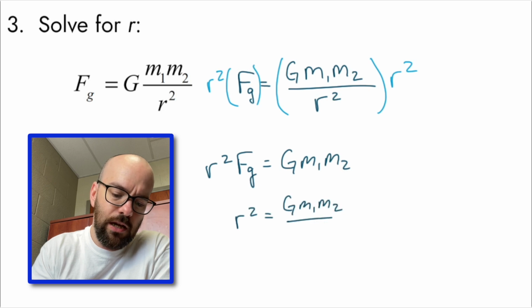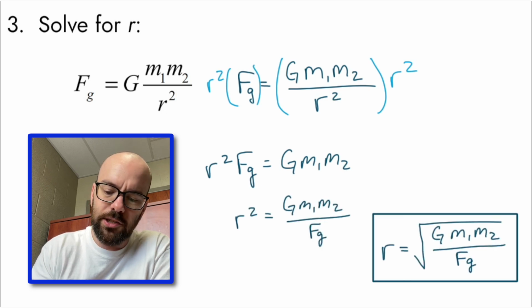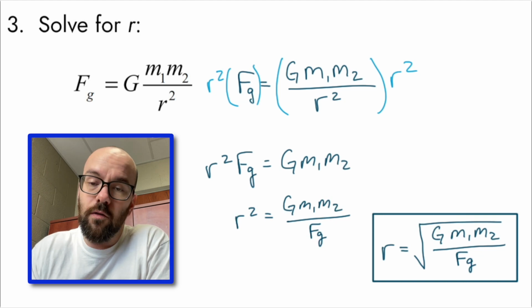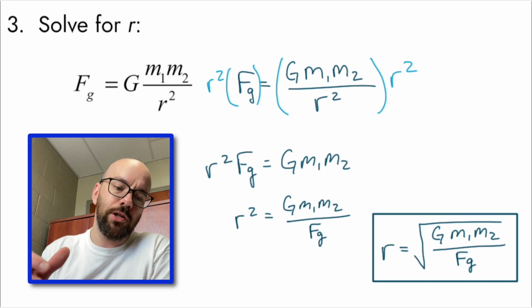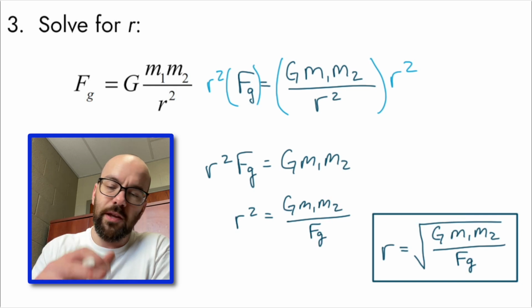Divide by f sub g on both sides, we get this. Then take the square root of both sides, and we get r equals the square root of g m1, m2 over fg. Awesome, so we've gone through 3 examples of solving for a variable in an equation. We looked at a trig function, we looked at something in the denominator.